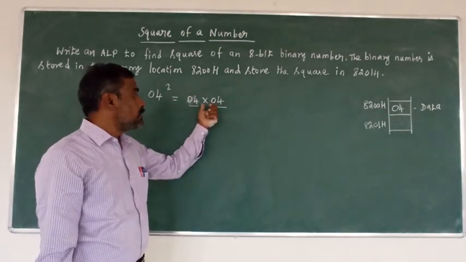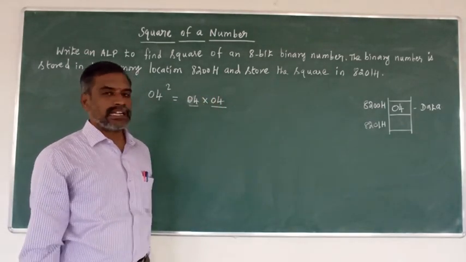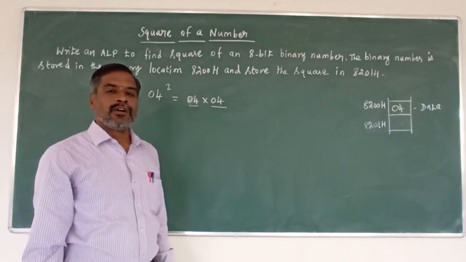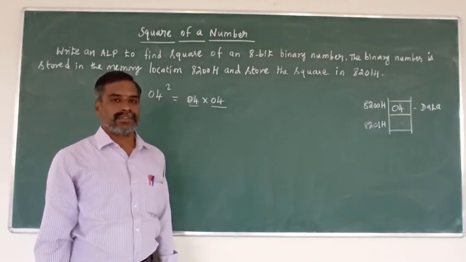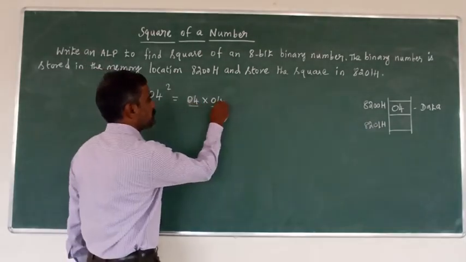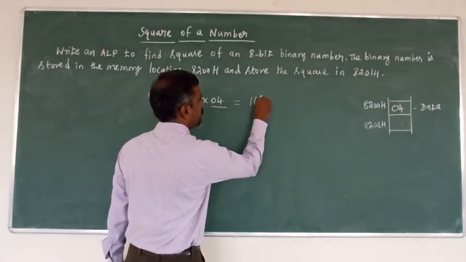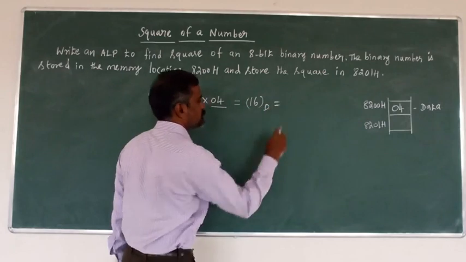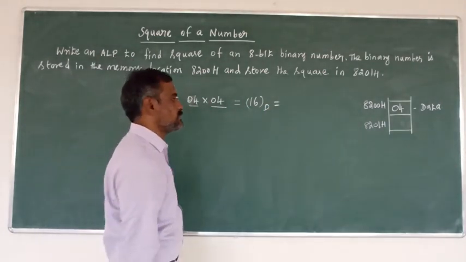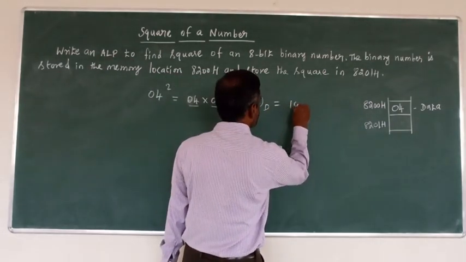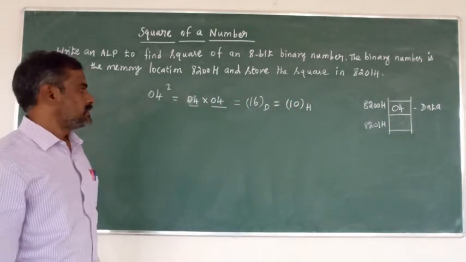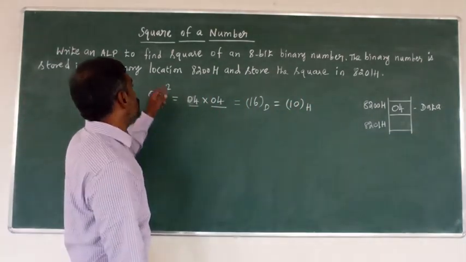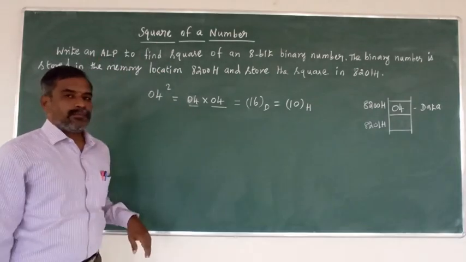Here the multiplication, we have to use a repeated addition concept. 4 into 4 equals 16 in decimal, and the corresponding hexadecimal value is 10 H. Okay, that is the logic for the square of a given number.